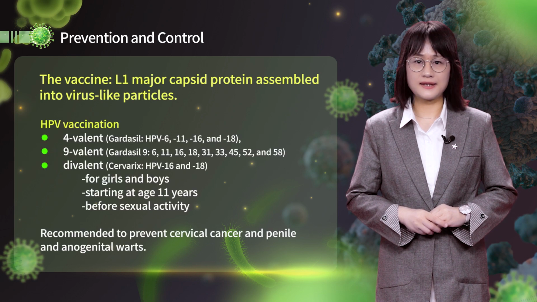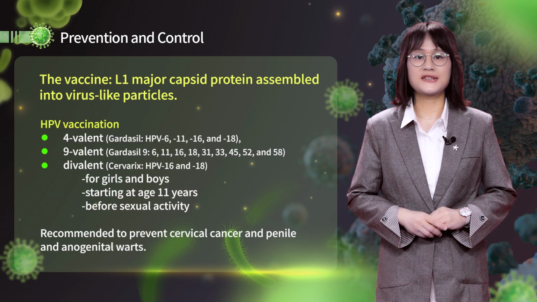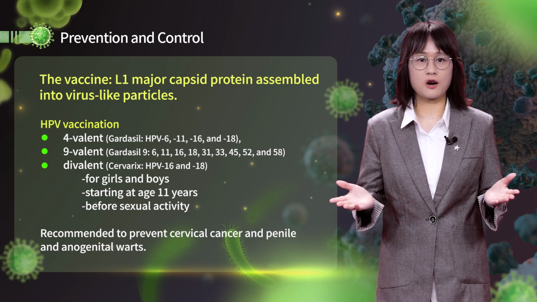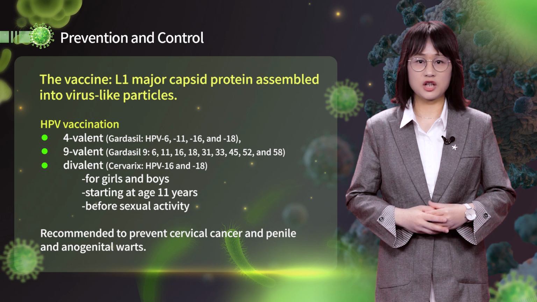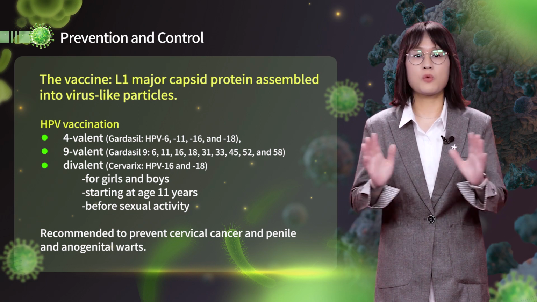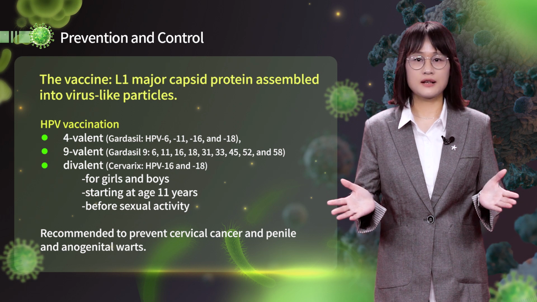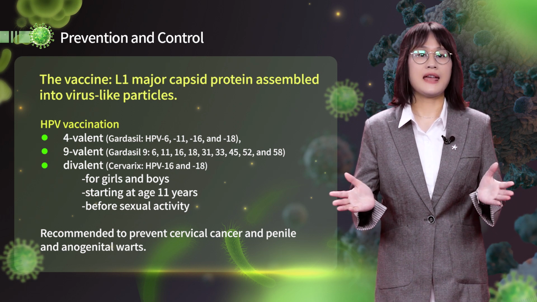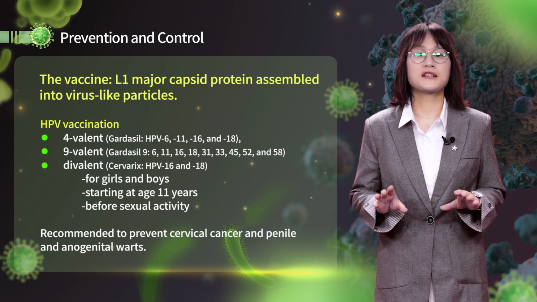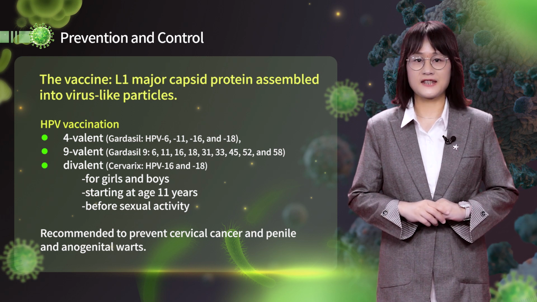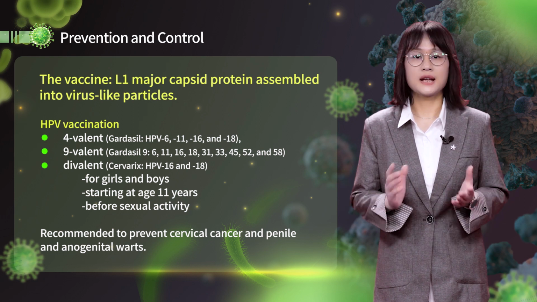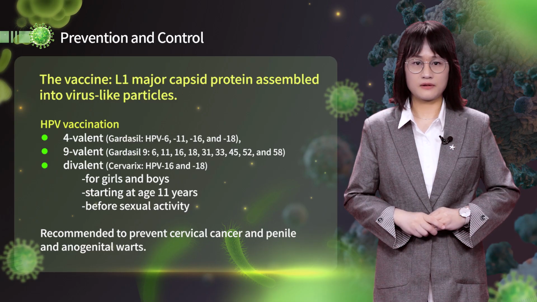A 4-valent, a 9-valent, or divalent HPV vaccine is recommended for girls and boys starting at age 11 years before sexual activity to prevent cervical cancer, penile cancer, and anogenital warts. Although the vaccine is effective for prevention, it does not offer protection against all possible HPV strains.